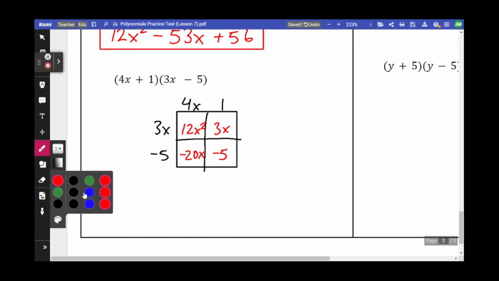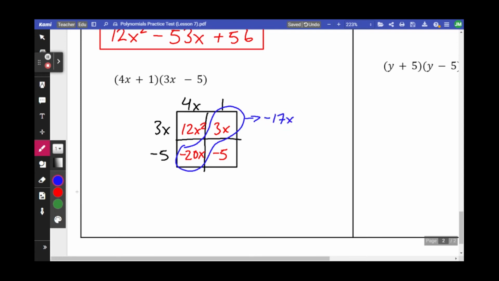All right, check to see if we have like terms along the diagonals. Yes, these two add up to negative 17x. And so my final answer is everything's a sum of the boxes: 12x squared minus 17x minus 5.